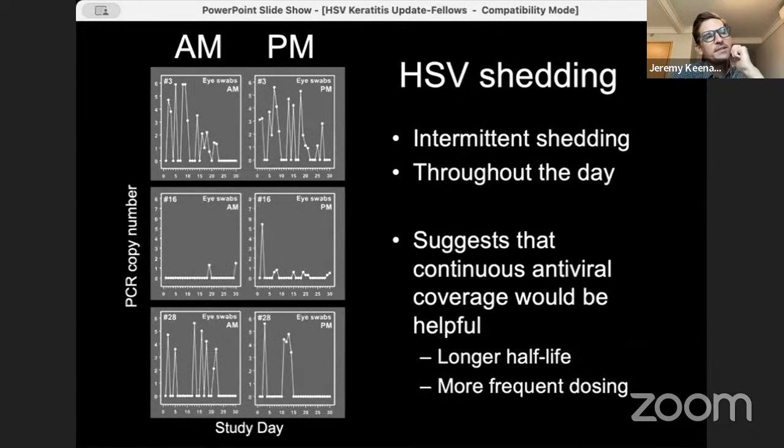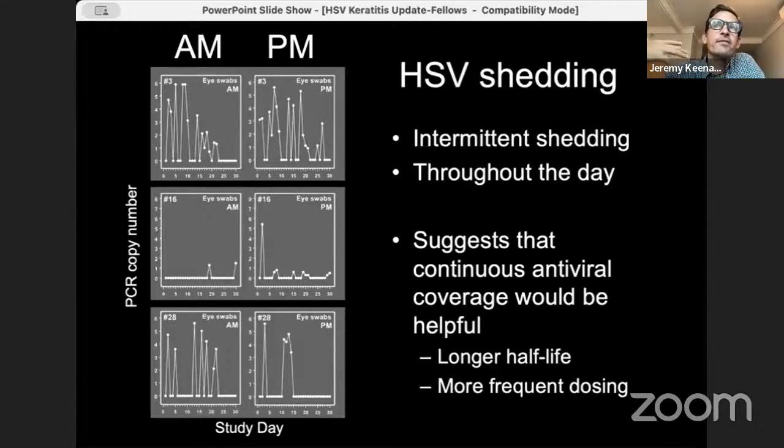This is taking an example, same study, where each is a patient. The top one is a patient, the middle is a patient, and the bottom is a patient. And it's looking at their morning and afternoon swabs across the 30 days of the month. And so you can see it goes up and down. Some days they're shedding and some days they're not shedding, and there's variability, so that the patient on the top is shedding a lot, whereas the patient in the middle does not shed quite as much. But this is all evidence to say that there's shedding happening all the time. It can be hard to predict when the shedding is happening.